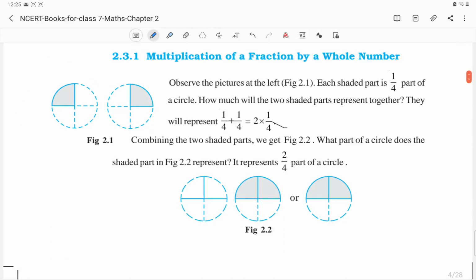Now, multiplication of a fraction by a whole number. So observe the pictures at the left. Each shaded part is 1 by 4 part of a circle. How much will the two shaded parts represent together? 1 by 4 plus 1 by 4 is 2 by 4, right? Yeah, right.